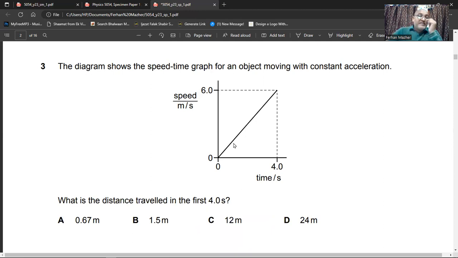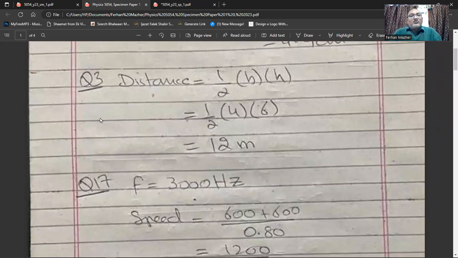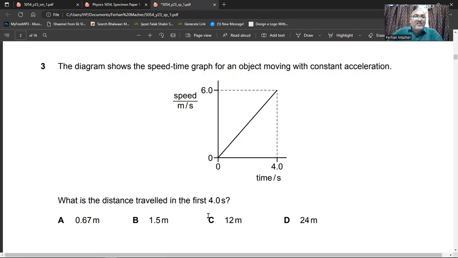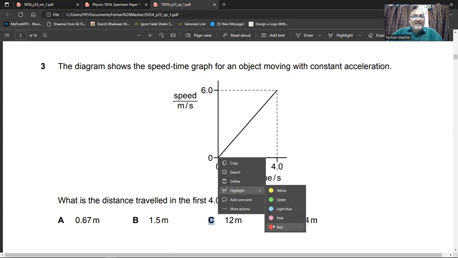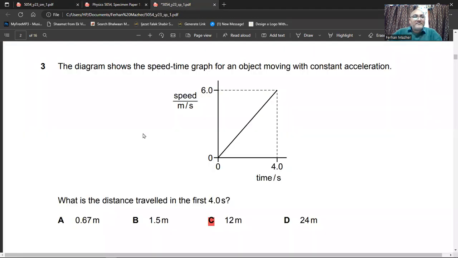So area under the speed-time graph is this, and this is in the shape of a triangle. So I can find the area of this triangle, and that will be equal to the distance traveled. You know, the area of the triangle is 1 by 2 into base into height. The base is 4, and the height of this triangle is 6. So let me show you. I have done this. Okay, so 1 by 2 base into height, 1 by 2, the base is 4, and the height is 6. So it will be 12 meters. So the distance is 12 meters. So I think C is the right choice. Question number 3, C is the right choice.